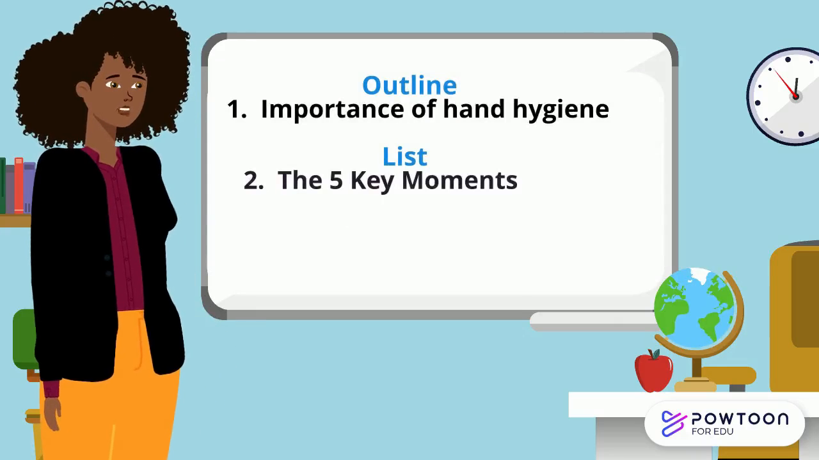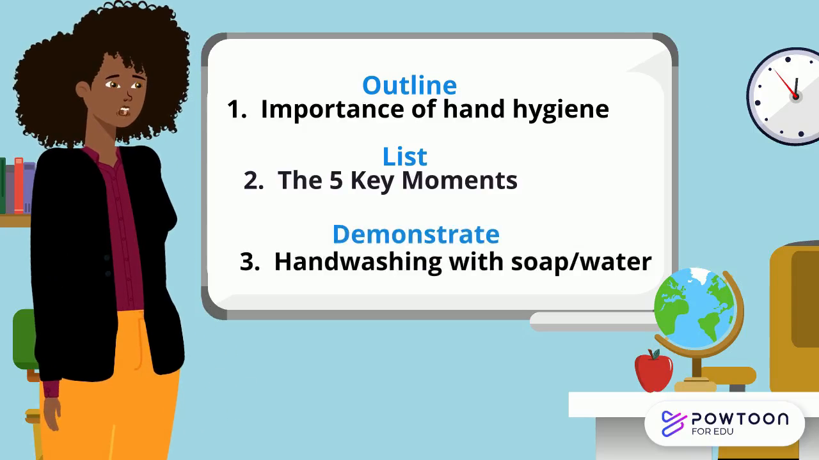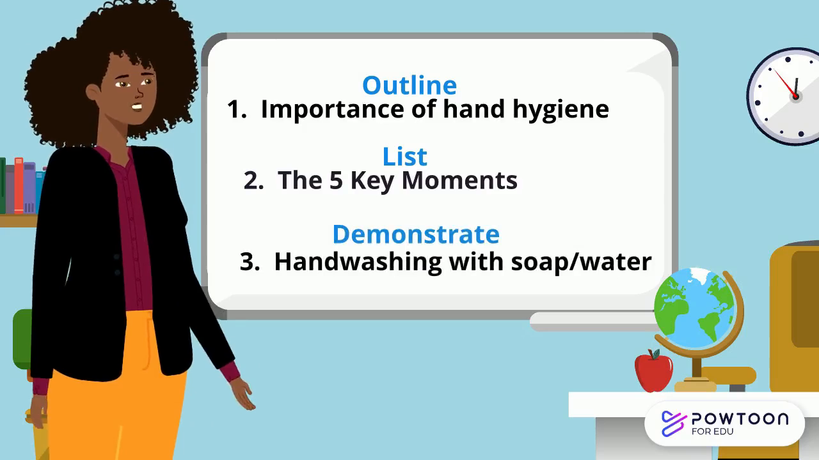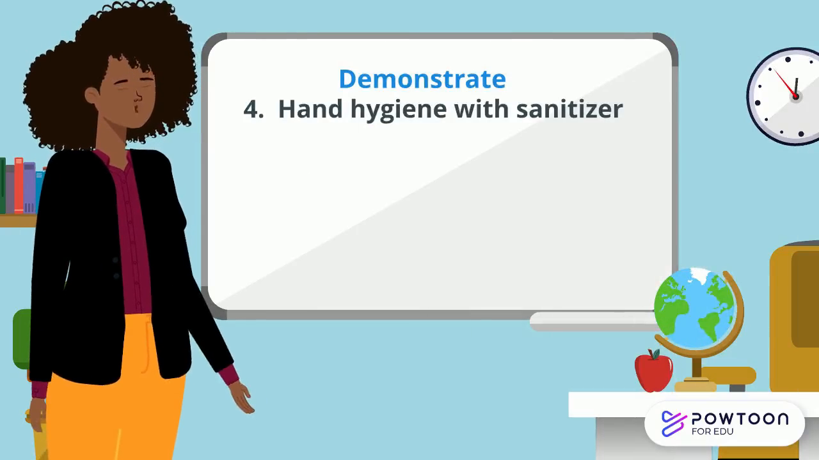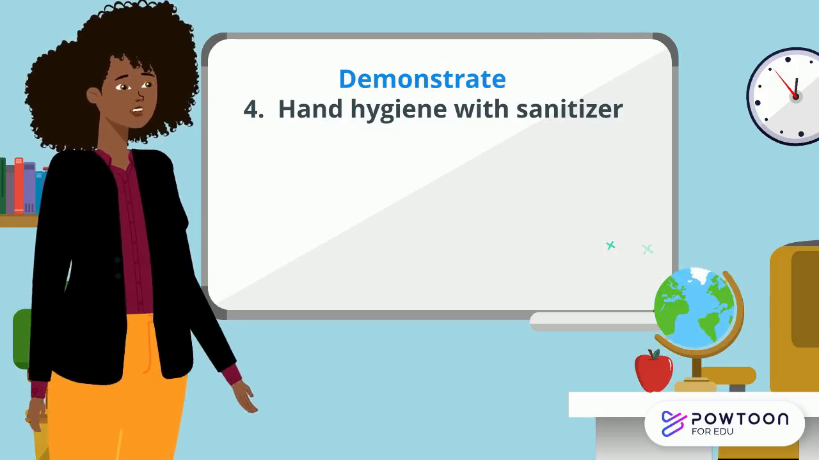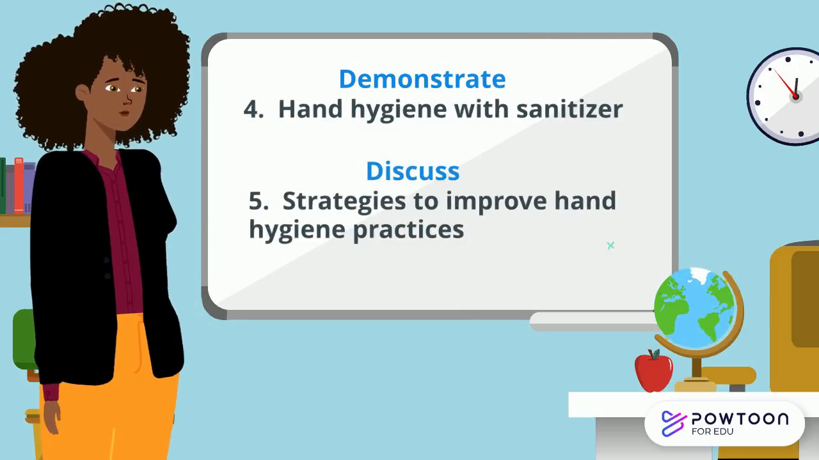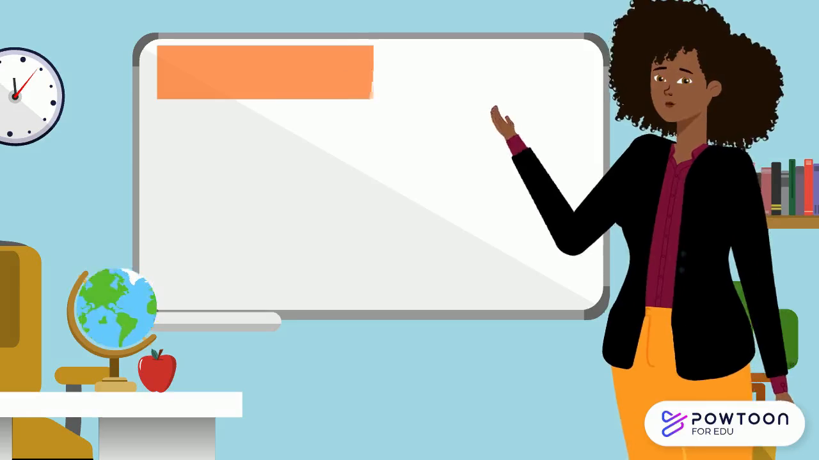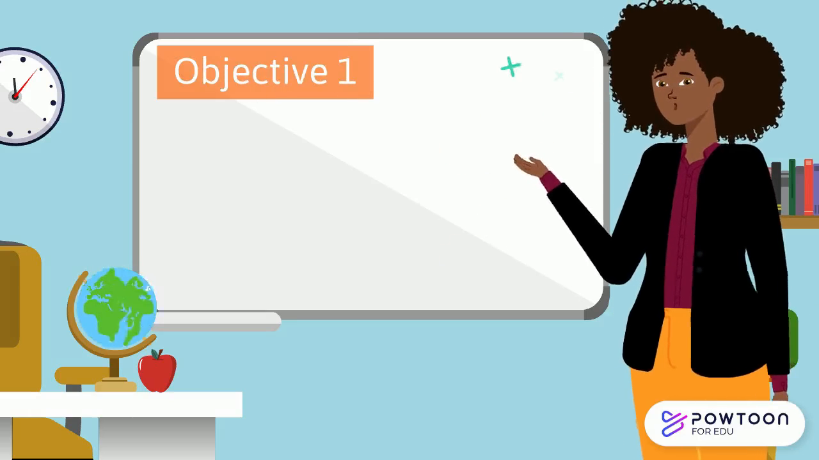2, list the 5 key moments for when to use hand hygiene. 3, demonstrate the correct way to wash hands with soap and water. 4, demonstrate the correct way to perform hand hygiene with an alcohol-based hand sanitizer. And 5, discuss strategies to improve hand hygiene practices. We will now take a closer look at each objective and how it will be evaluated.